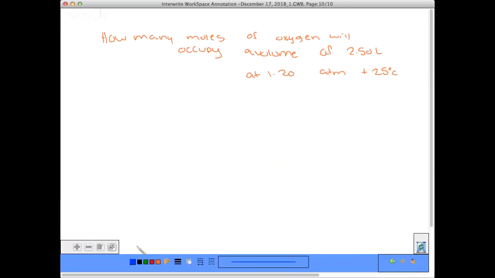As we can see, we are given the volume equals 2.50 liters. We are given that we have a pressure that equals 1.20 atmospheres, and we are told that our temperature equals 25 degrees Celsius. If we convert that into kelvins, we get 298 kelvins. Notice that we don't have a before or after, so there's no change in volume or change in pressure. We're talking about one point in time.